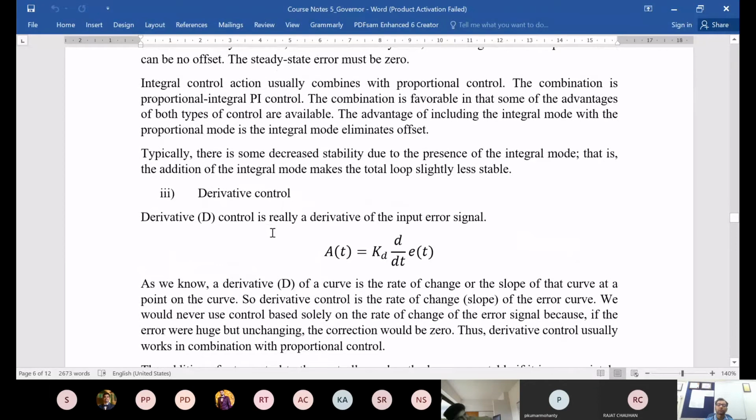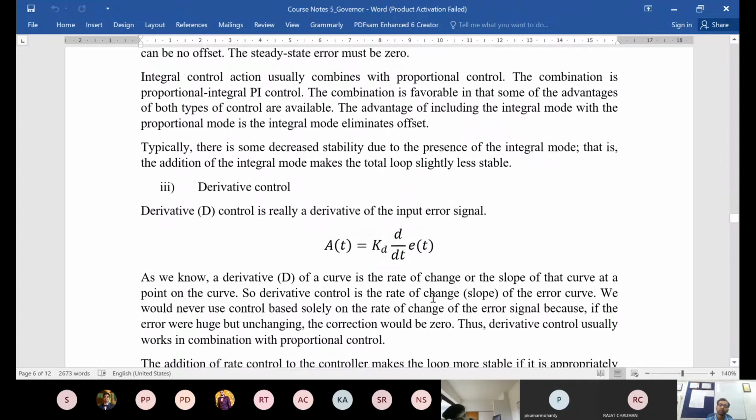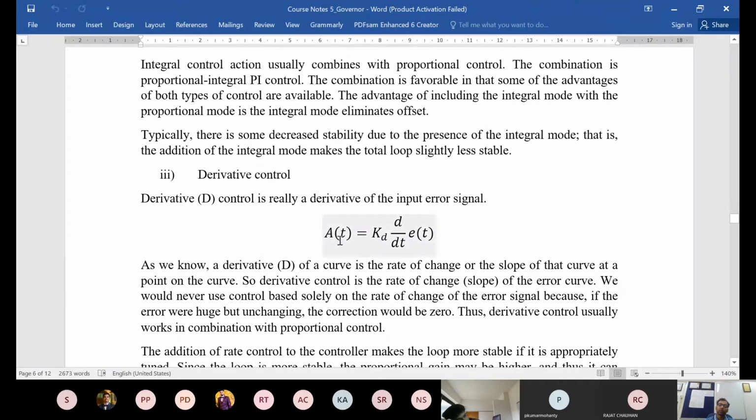So derivative control, as the name indicates, it is based on the derivative of the input error signal. So mathematically we can put it like this format. If you have some error signal e(t), the controller output a(t) will be some constant K_D times d/dt of e(t). So it depends upon the rate of change of the input signal. But this is very tricky because as we understand, if you look at the derivative of a curve, it is the rate of change of the slope of that curve at a point on that curve. So derivative control is the rate of change of the error curve.